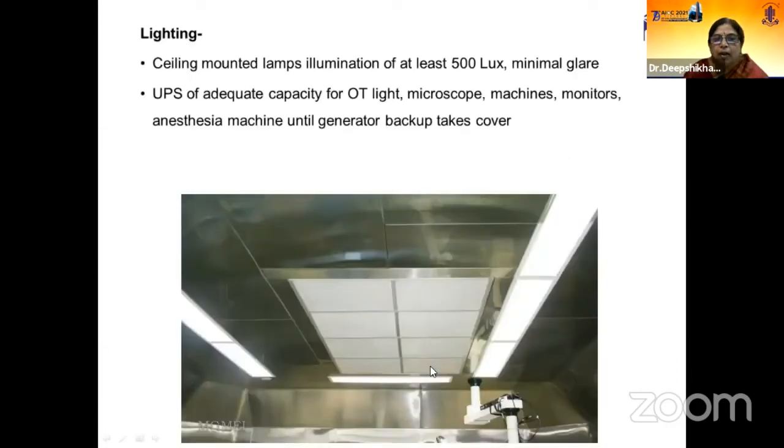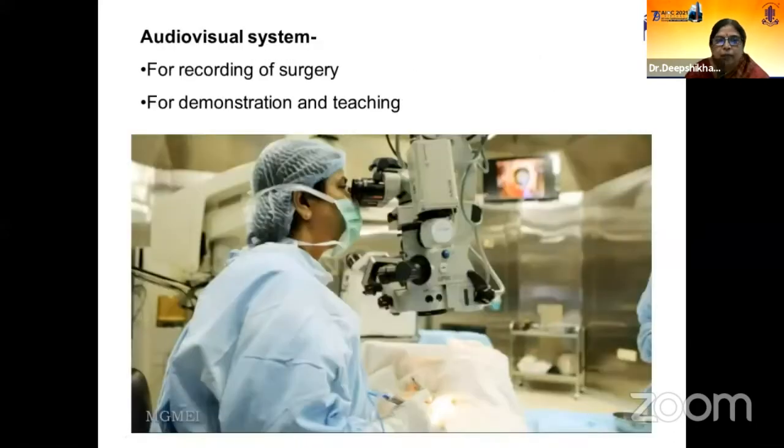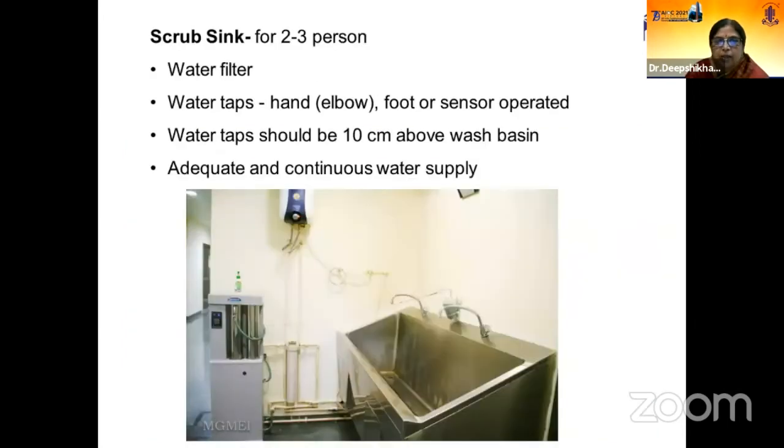Lighting should be ceiling mounted lamps with illumination of 500 lux with minimal glare. UPS of adequate capacity for OT light, microscope, machines, monitors, and anesthesia machine should be available until generator backup takes over. Audiovisual system is also important in the operation theater for recording as well as for demonstration and teaching. Scrub sink should be for 2 to 3.